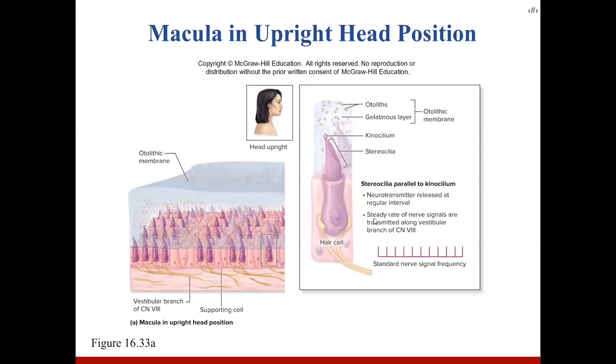Okay, so here's a picture of her with her head upright. When her head is upright, this is not bending. None of the stereocilia are bending. So what's happening is there's a constant signal, like ping, ping, ping, ping, ping. It's this constant signal being sent, saying, okay, you're upright.